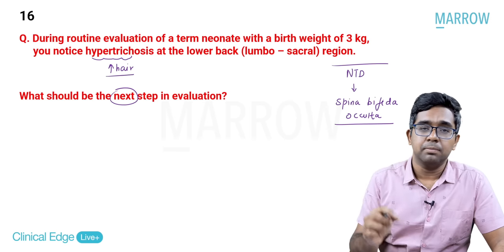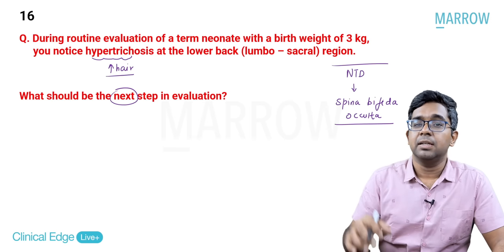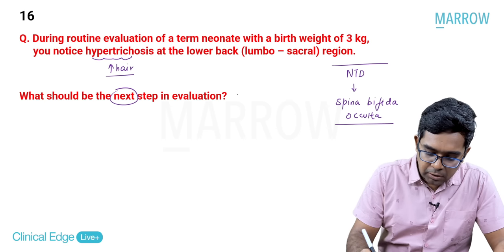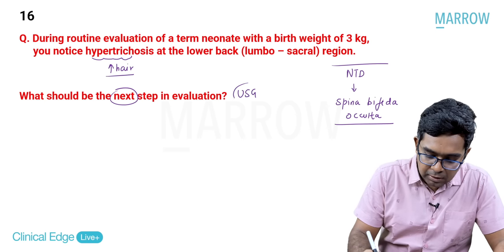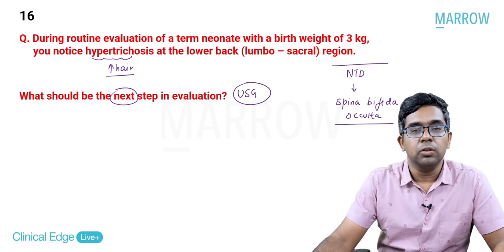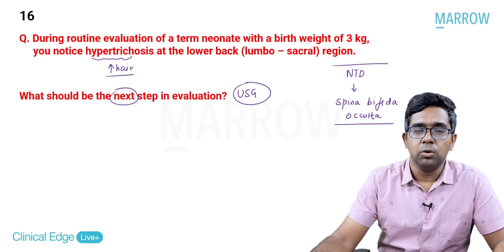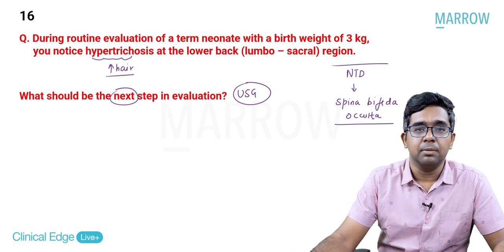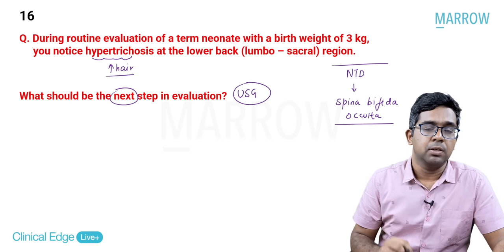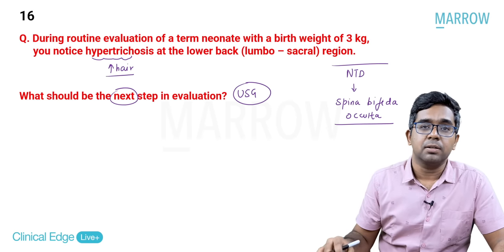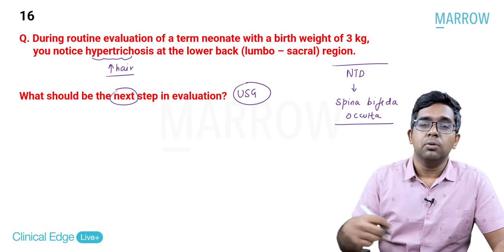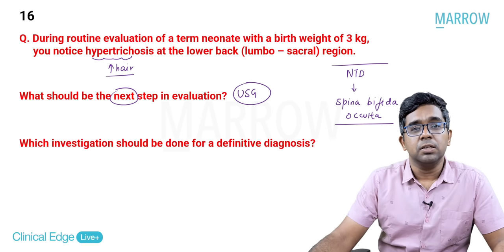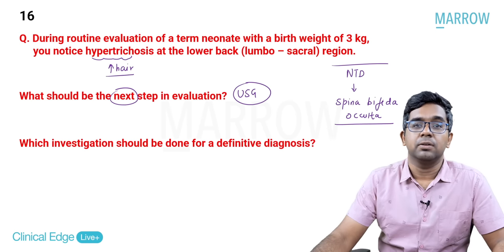So the question is very simple. What should be the next investigation in evaluation of these babies? It is going to be ultrasound of the lumbosacral region to look for the possibility of spina bifida occulta, where you will typically see a splitting in the spinal vertebral bone on the posterior aspect. So the next step always has to be ultrasound of the lumbosacral region. Now look at the next question. Which investigation should be done for a definitive diagnosis?